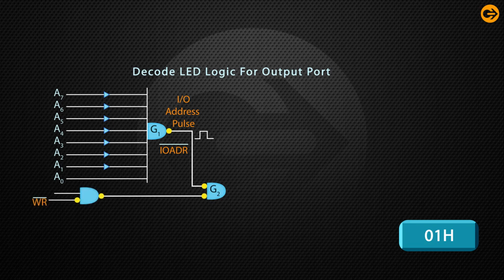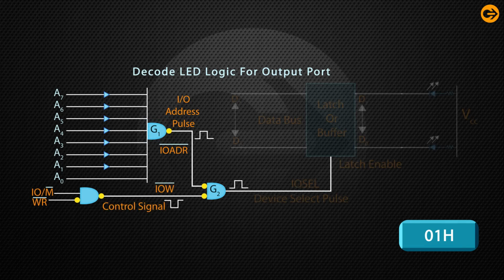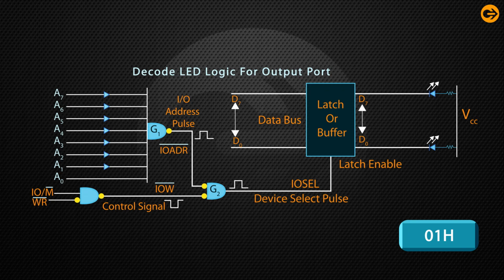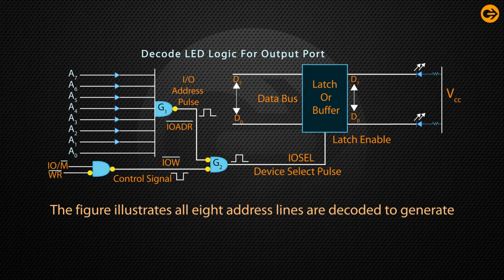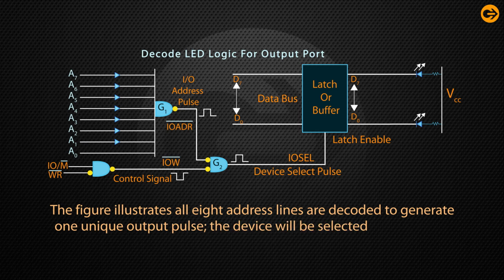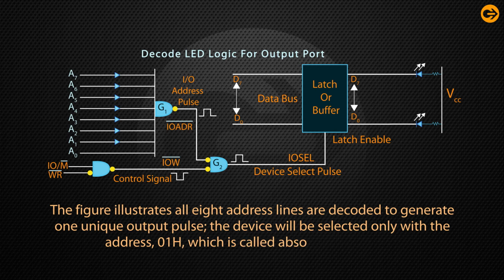Gate G2 combines the output of G1 and the control signal IOW bar to generate an IO select pulse when both input signals are low. The figure illustrates that all 8 address lines are decoded to generate one unique output pulse. The device will be selected only with the address 01H, which is called absolute decoding.